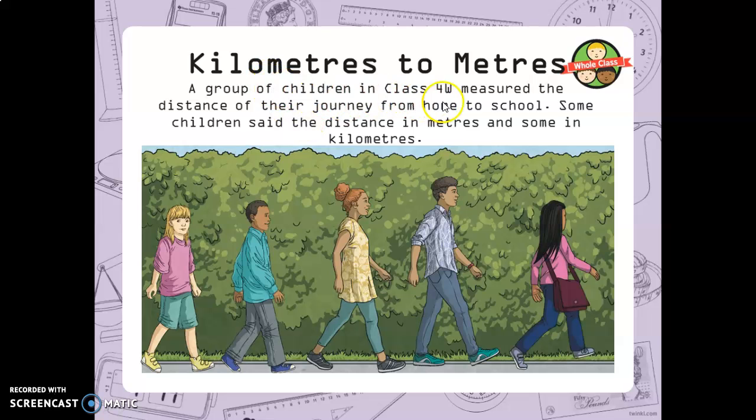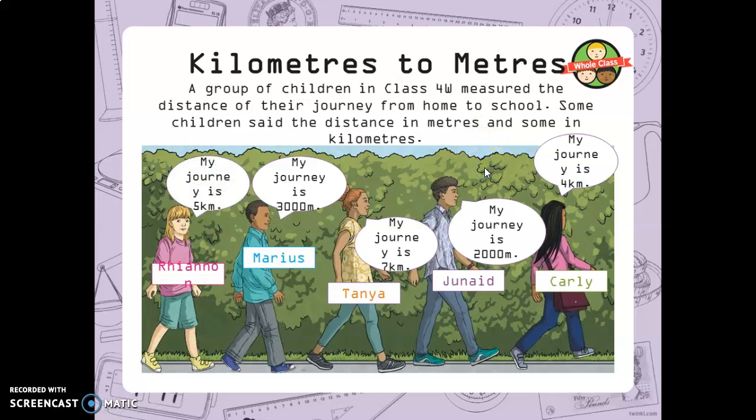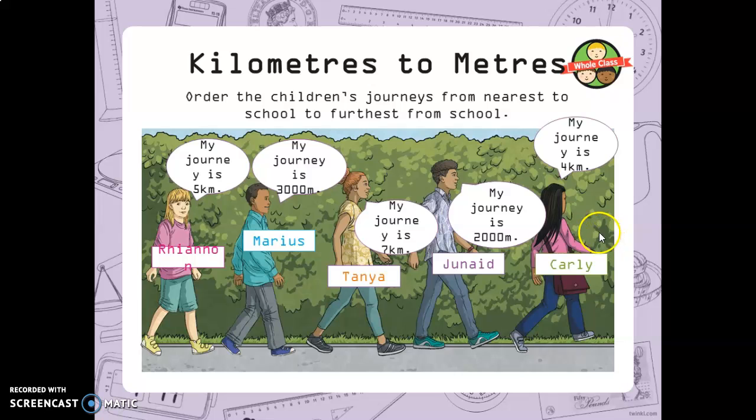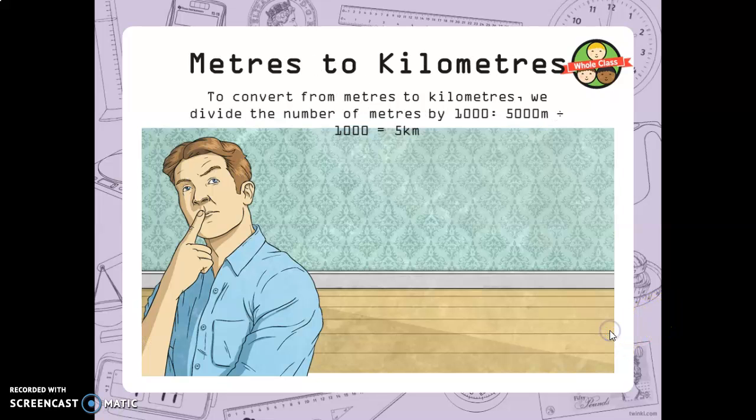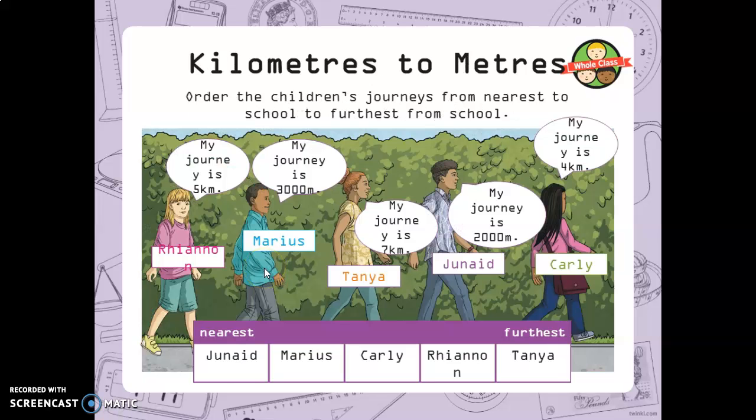A group of children in class 4W measured the distance of their journey from home to school. Some children set the distance in meters and some in kilometers. Take a look at the distances traveled by them. Some of them just noted it down in kilometers and some of them in meters. Let's see who was nearest and who was furthest. You need to arrange it here.